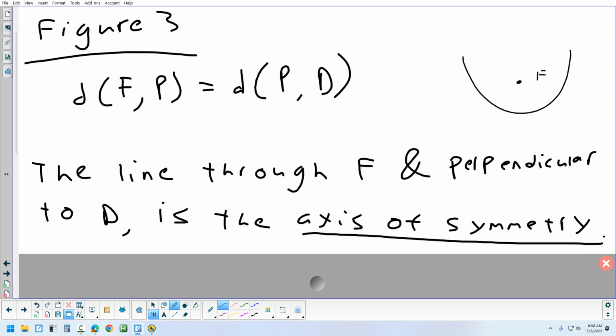If that's your focus, if you draw a line through that and make sure it's perpendicular to your directrix, the directrix would be somewhere down here. The parabola always bends away from the directrix. The directrix is just an imaginary line that it bends away from. So if I draw a line like that, I tried to make it perpendicular to the directrix, which is the dotted line, and I made it go right through the focus. That is the axis of symmetry.